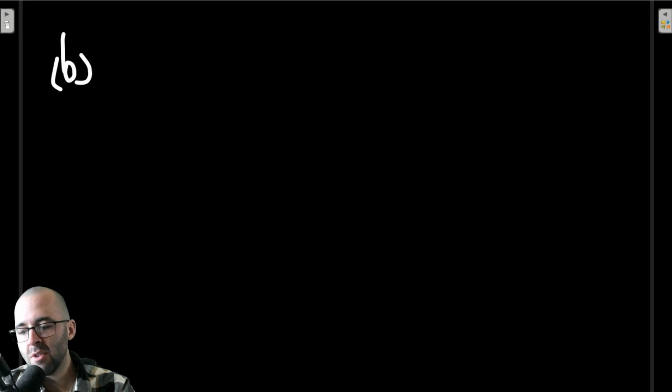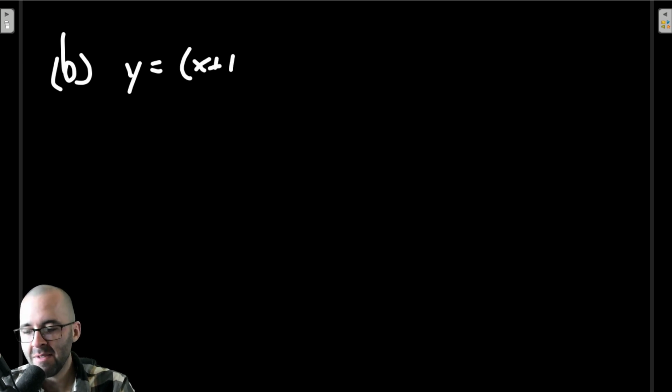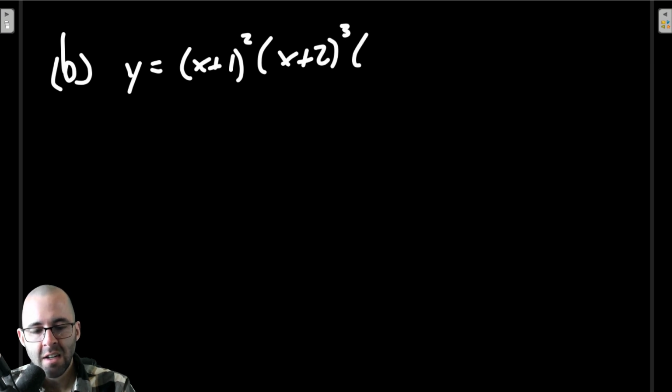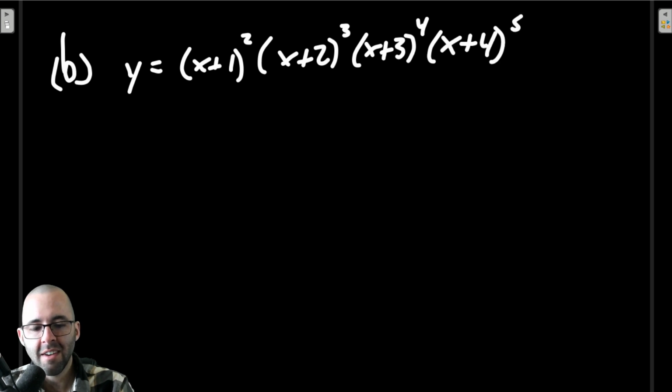All right, let's do one more problem. Sometimes, like in part A, we have to use it. There's no other way of finding the derivative other than this method called logarithmic differentiation. Sometimes it just makes things easier. This one's a real cheeky example I made up just for you guys earlier today. (x+1)^2 times (x+2)^3 times (x+3)^4 times (x+4)^5.